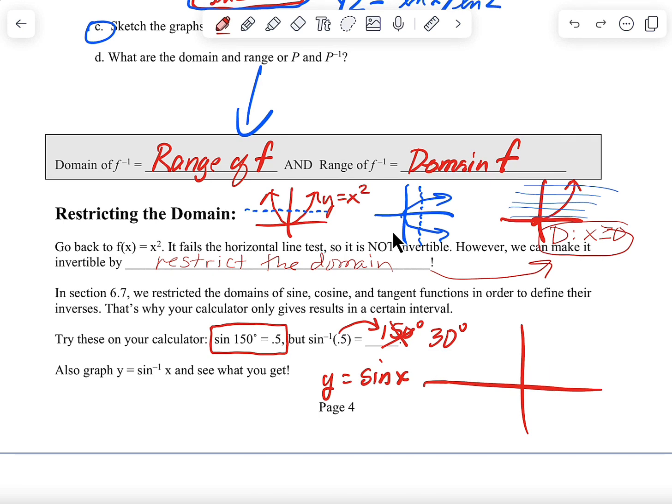However, if we restrict the domain to just part of a wave, like from here to here, then it would be invertible. So that's what your graphing calculator does. Your graphing calculator has restricted the domain of sine so that you can actually get an inverse. And to prove my point, if you would graph this inverse sine function, you will find that it looks something like this. The boundaries on the x-axis are 1 to negative 1, and the boundaries on the y-axis are pi over 2 to negative pi over 2. That is the graph of the inverse sine function. That's why when you do inverse sine, you only get numbers between negative pi over 2 and positive pi over 2, negative 90 and positive 90. You don't get answers like 150.